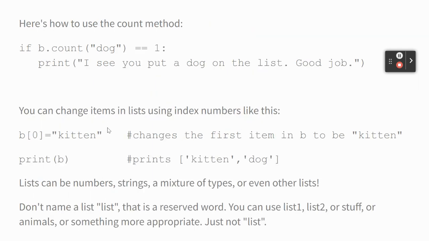And then there's this last method called the count method. It looks in a list and tells you how many times the thing you're asking for shows up in the list. It could be 0 times, or it could be some other number. So right here, if you wanted to check if the word dog was in a list, you could say if b.count dog is equal to 1, then you could say, yeah, good job, you put a dog on the list.